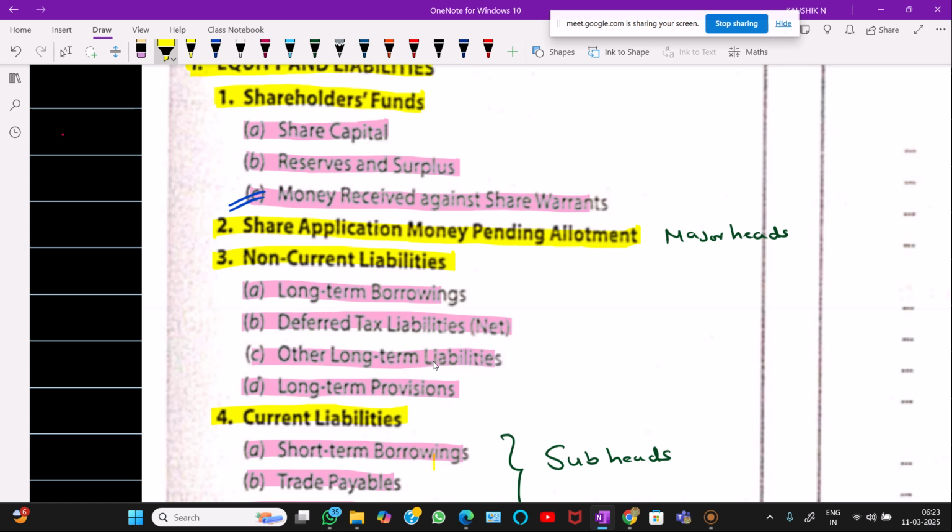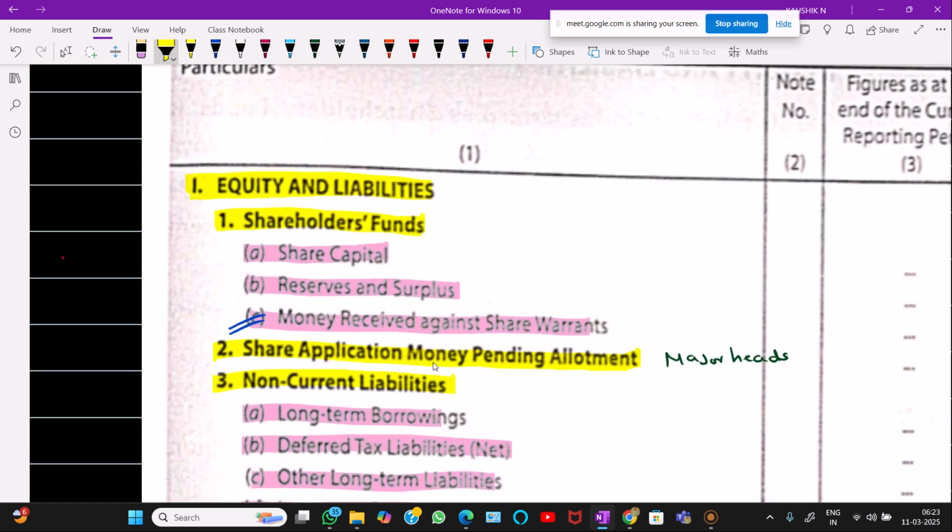The first item that I took in the morning session today, when I started at 5:15, it was scheduled at 5 o'clock. Today the session is 5:10, we waited for others to join. By 5:15 I started the class. So the first and foremost item I took today is about what is a major head, what is a subhead, which items are major heads, which items are subheads.